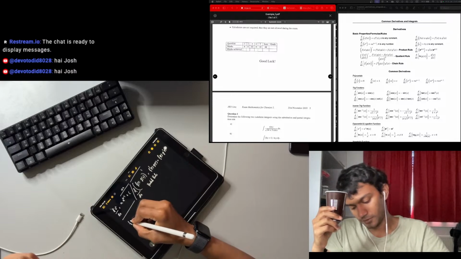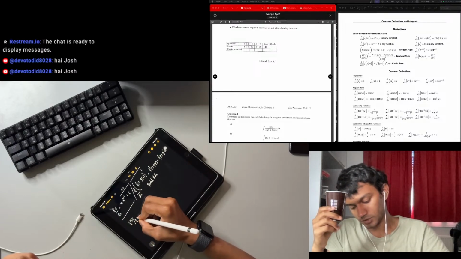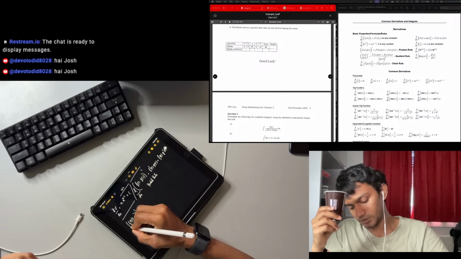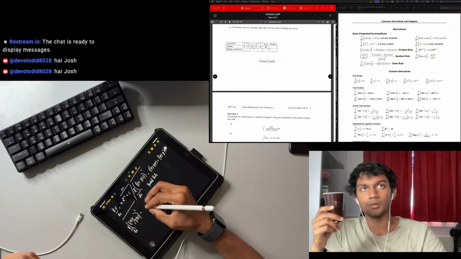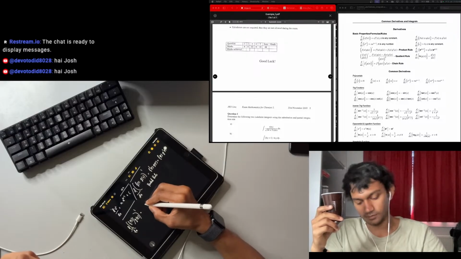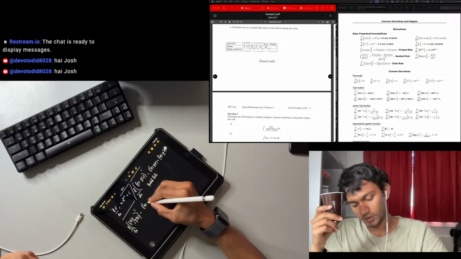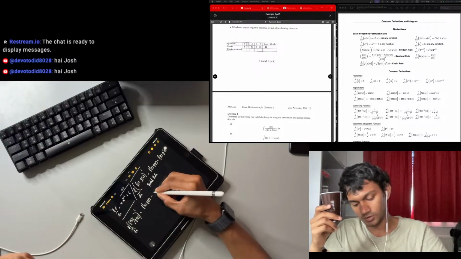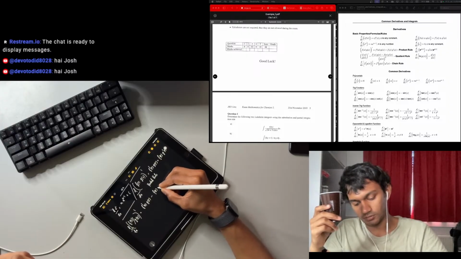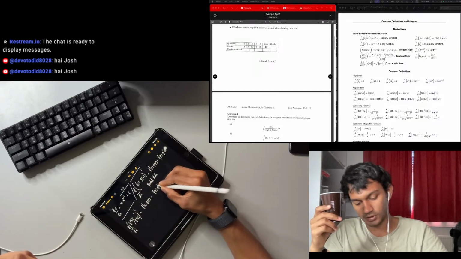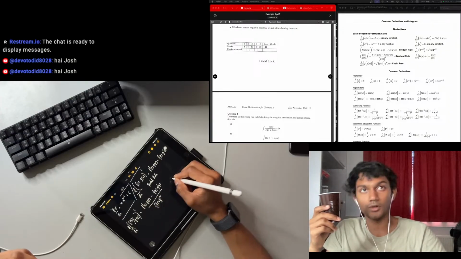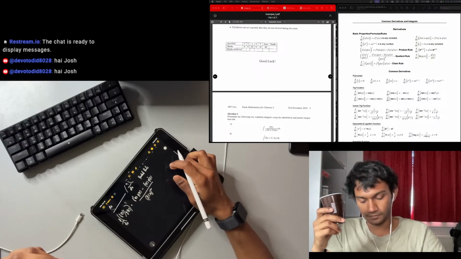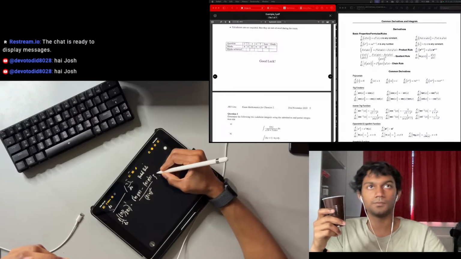Quotient rule, f of x by g of x, whole derivative. Is it gonna be f dash of x? Okay, the top part is almost the same. f dash of x g of x minus f of x multiplied by g dash of x, by g of x whole square. Yeah, that's the quotient rule.